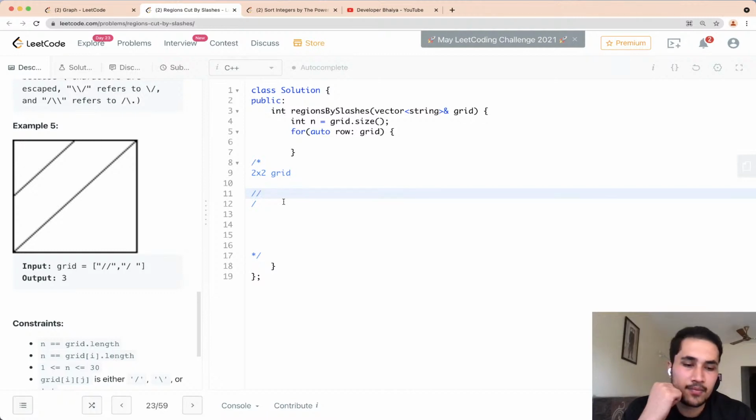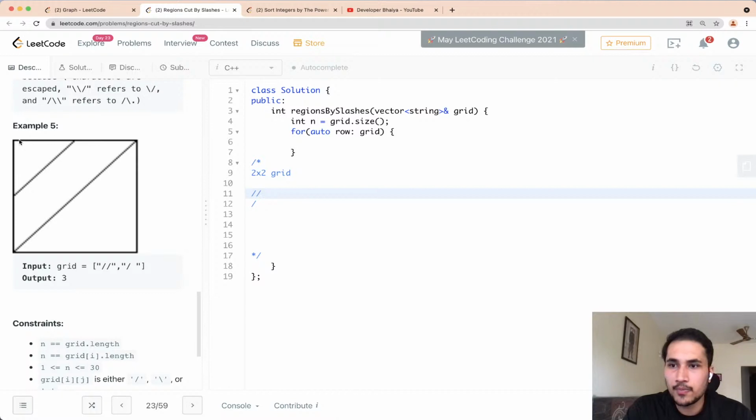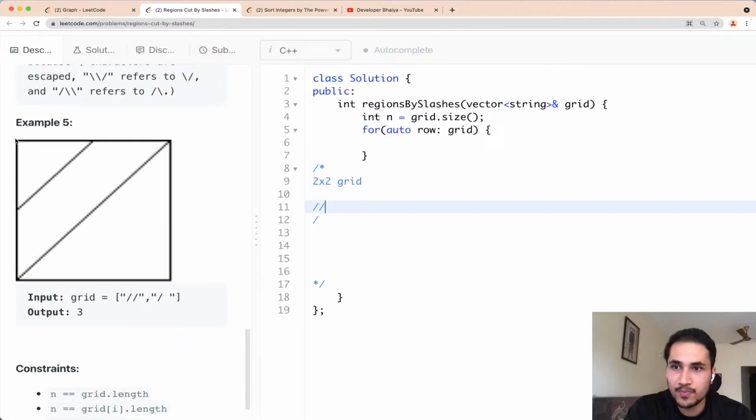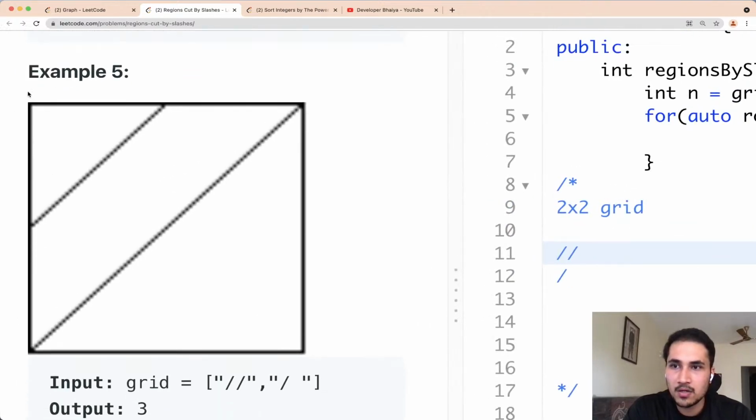I'm thinking in the direction of, so how should I put it? If you are seeing this figure, instead of looking at it as a 2x2 grid, I was going in the direction that I treat these points as vertices. So this is one vertex, this is another, this is another, and so on. So for a 2x2 grid, we have 9 vertices.